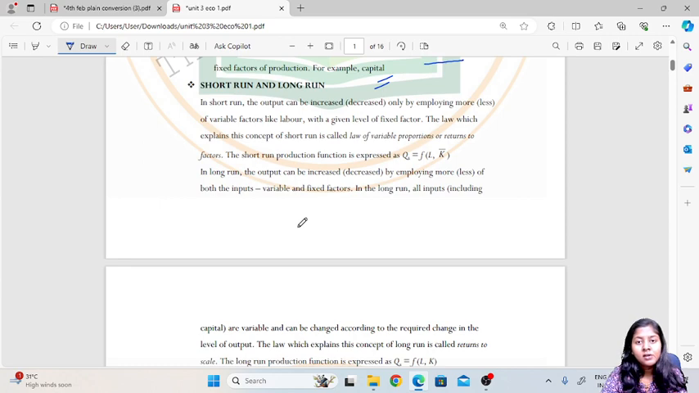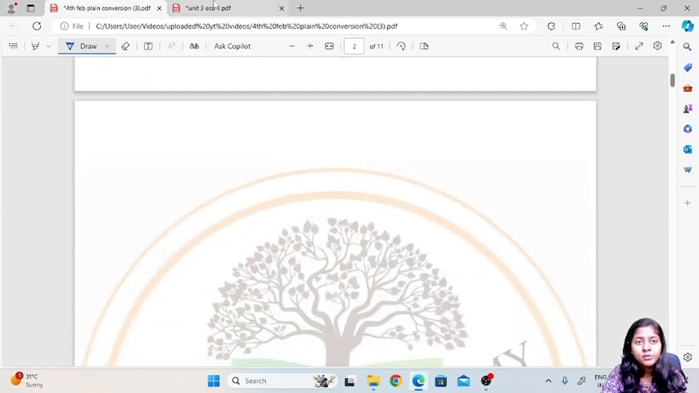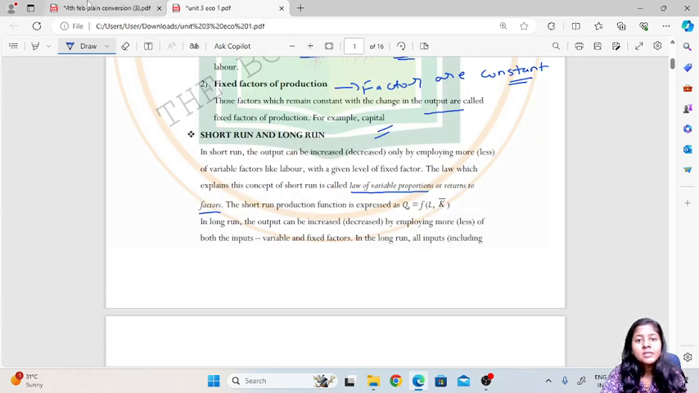Also we have done short run and long run. So in the short run the output can be increased or decreased only by employing more or less of variable factors like labor with a given level of fixed factor. The law which explains this concept of short run is called the law of variable proportion or returns to factors. So the law of variable proportion is a short run concept.